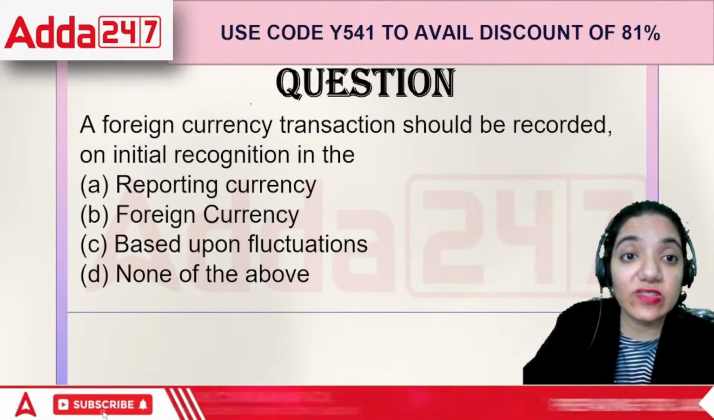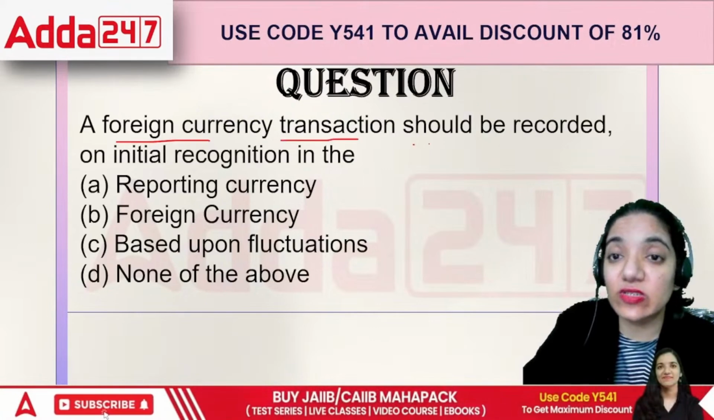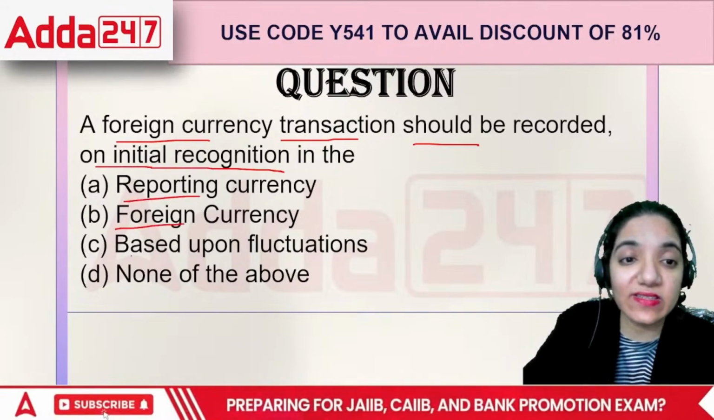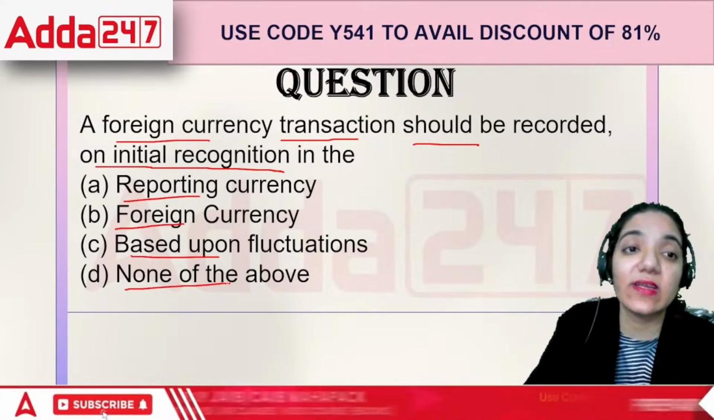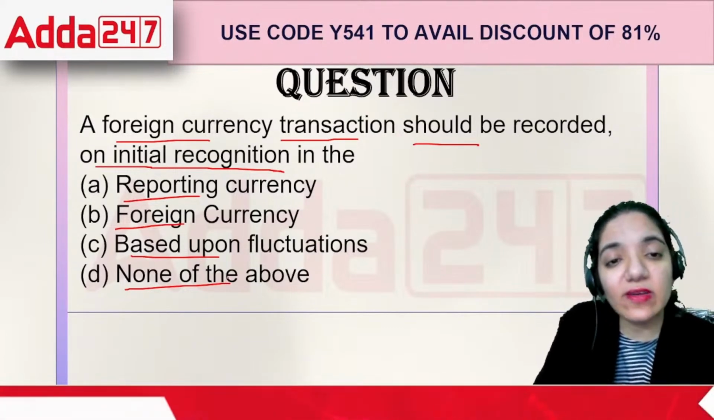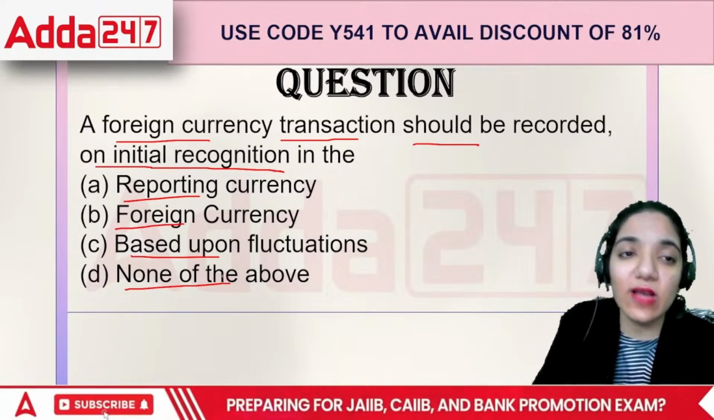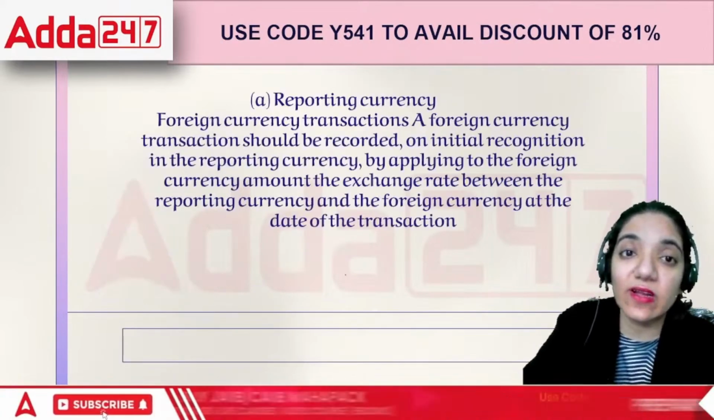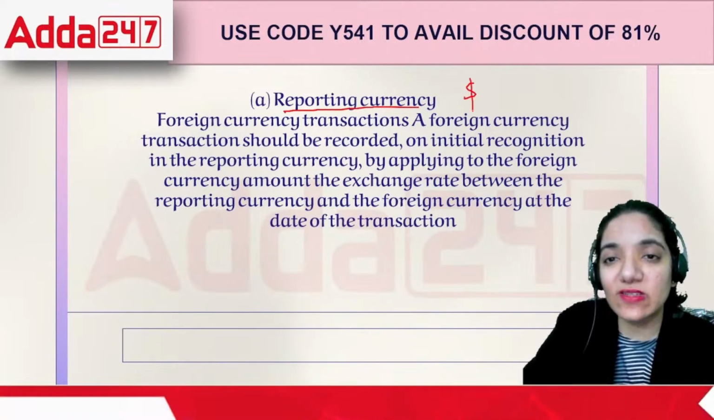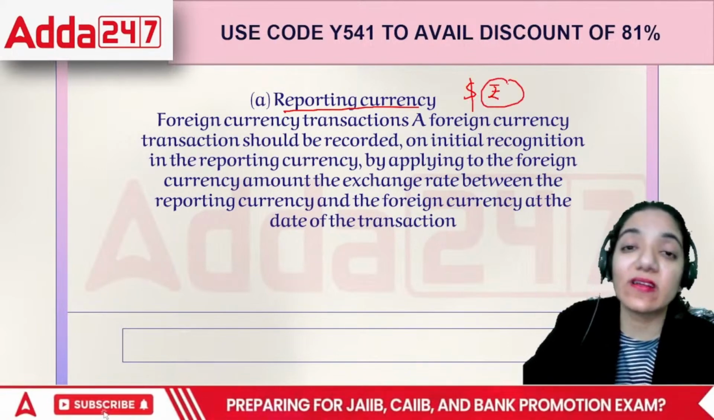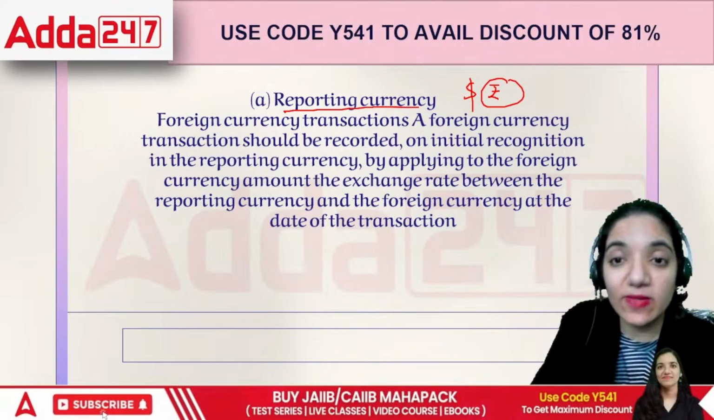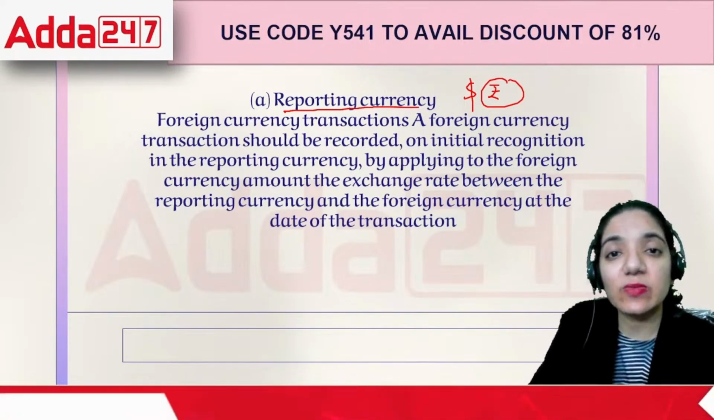The next question is, a foreign currency transaction should be recorded on initial recognition in reporting currency, foreign currency, based upon fluctuations, or none of the above. When we talk about foreign currency, it would be based upon whatever the value is in terms of our reporting currency. For us, dollar is a foreign currency while rupees are the reporting currency. So everything has to be noted in terms of rupee. So we have to note down things as per our rupee.